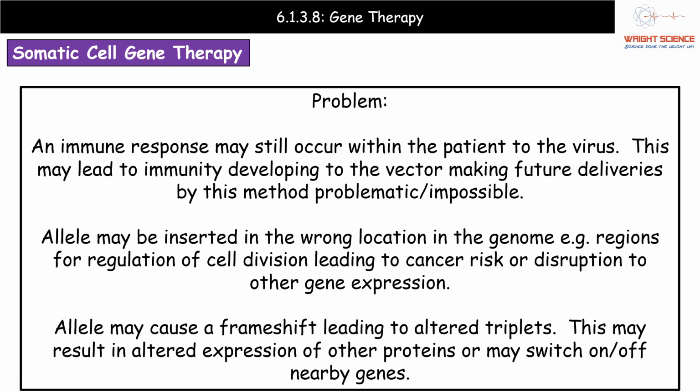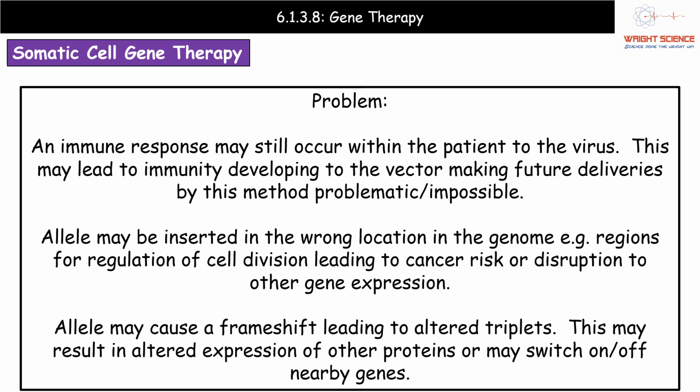Because if our immune system is too effective at fighting off this virus, then we just won't be able to insert the functional allele. The next issue is that when the virus is actually inserting the allele into the genome, it might be put in the wrong place. So if we ended up with the actual allele we're trying to introduce in a regulatory region, that might lead to uncontrollable cell division and therefore increased risk of cancer.